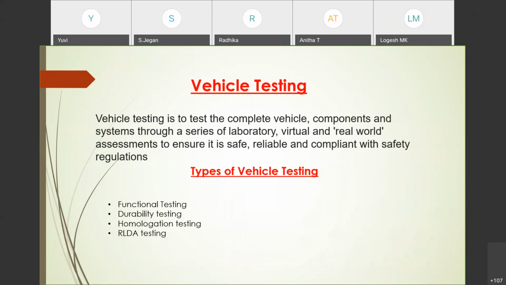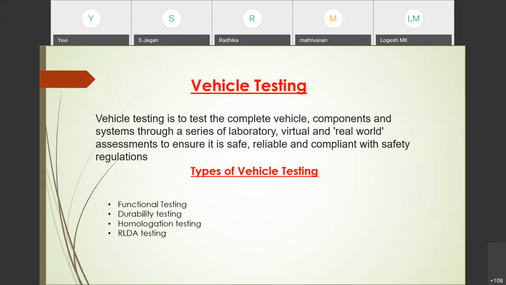So the next technical topic which we are going to discuss is vehicle testing. In the previous topic, we tested only the engine, right? But in vehicle testing, we need to check the complete vehicle and its subcomponents as well. So what is the definition of vehicle testing? Vehicle testing is a test of complete vehicle components and systems through a series of laboratory, virtual and real-world assessments to ensure the vehicle is safe, reliable, and compliant with safety regulations.